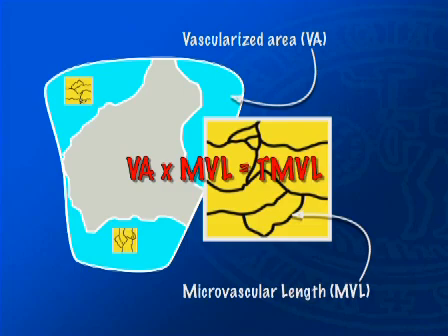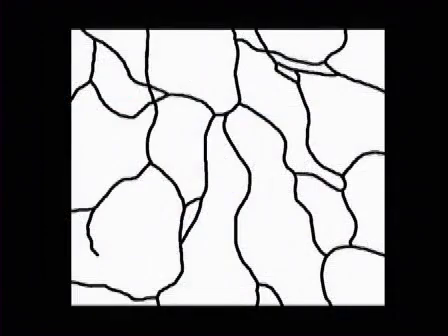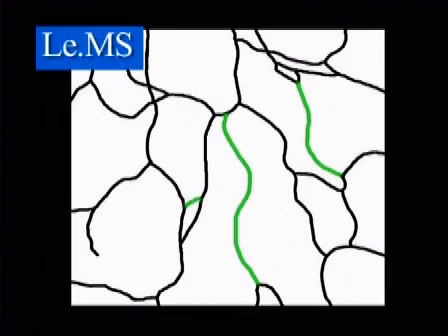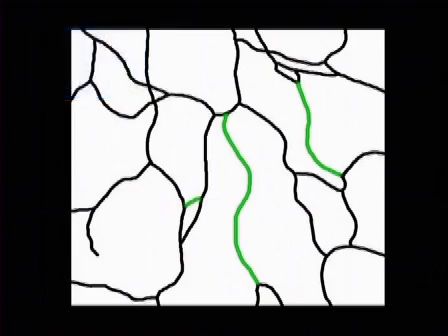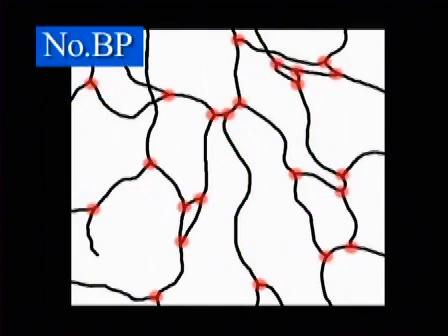We have furthermore developed techniques for detailed quantitative analyses of microvessel density and composition using image analysis. These include measuring the actual distance between 2 successive microvessel branching points, i.e., the length of individual microvessel segments, LEMS, the number of microvessel segments per unit tissue volume, NOMS, and the number of microvessel branching points per unit tissue volume, NOBP.